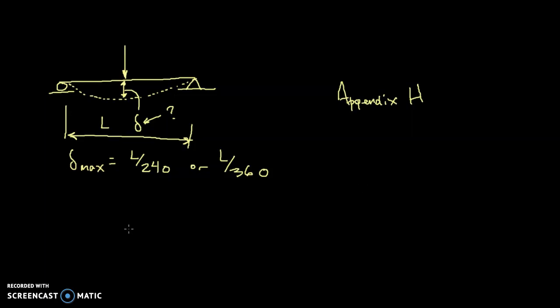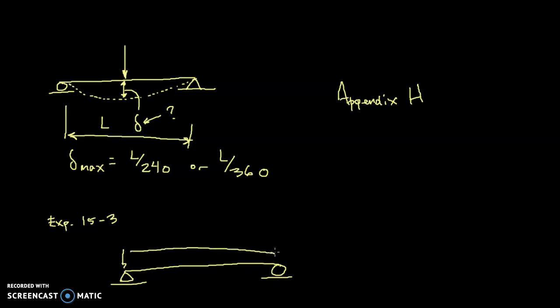So let's look at example 15-3. We have example 15-3 here. And in this example, we have the most common beam, support, and loading condition. That is, we have a simply supported beam with a pin and roller support at either end, and we have a uniformly distributed load across the entire length of the beam. I know I'm not drawing this especially well, but hopefully you get the idea.